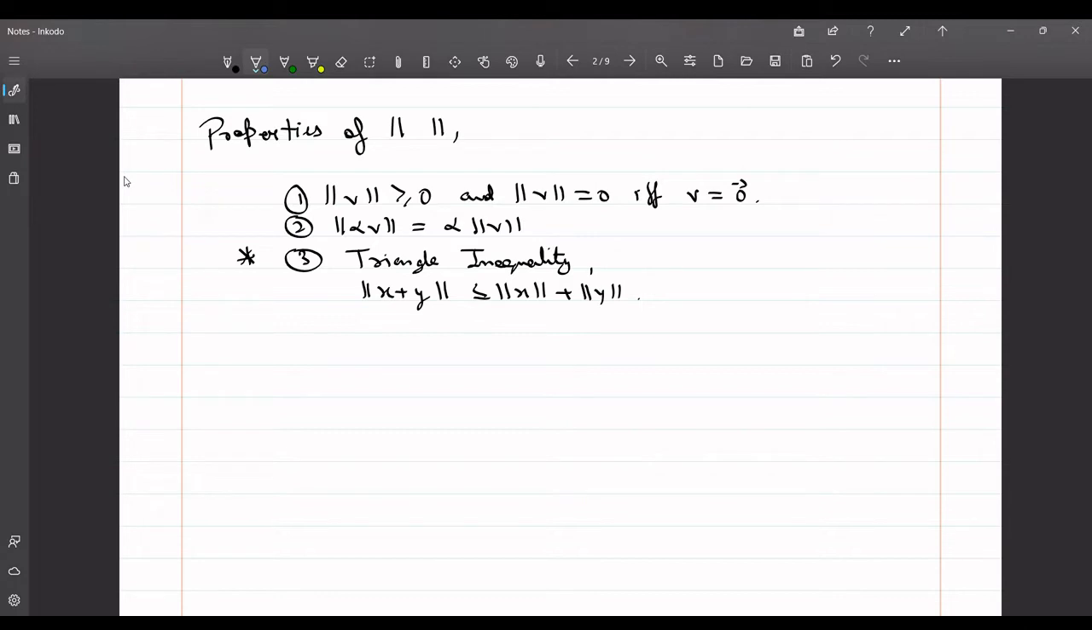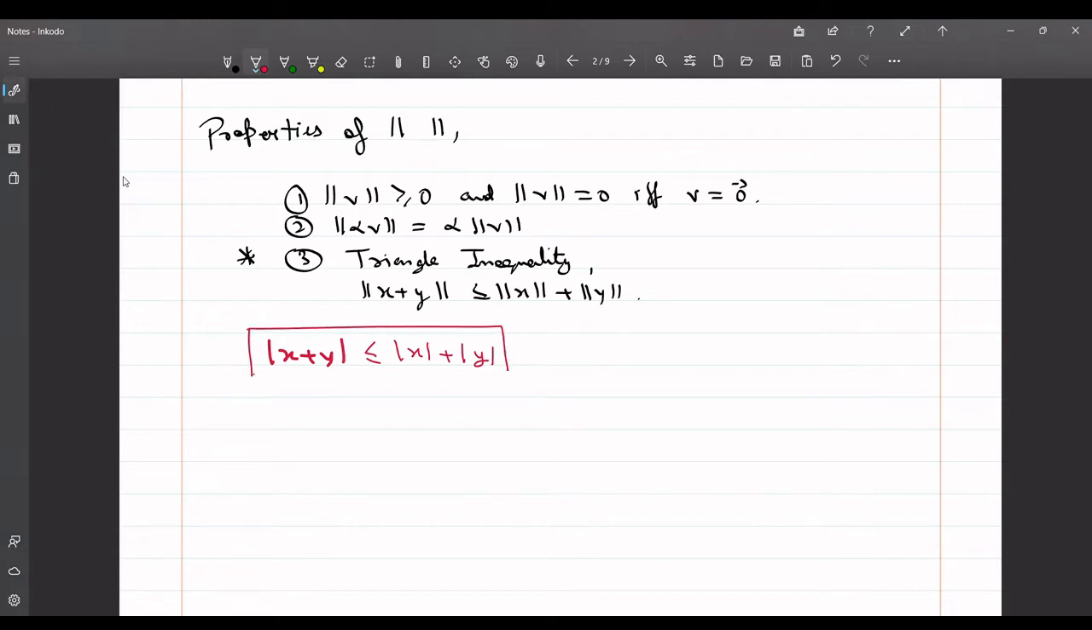One second, just take this red color. So we already know this. The mod of x plus y, it's very thick, is always less than equals to norm of x plus, mod of x plus y is less than equals to mod of x plus mod of y.